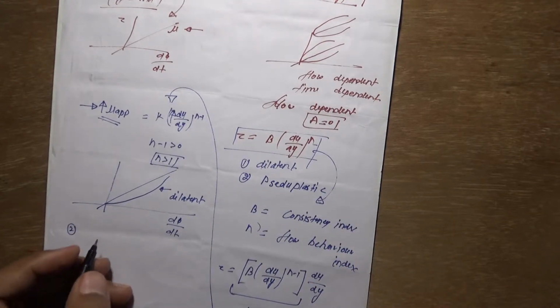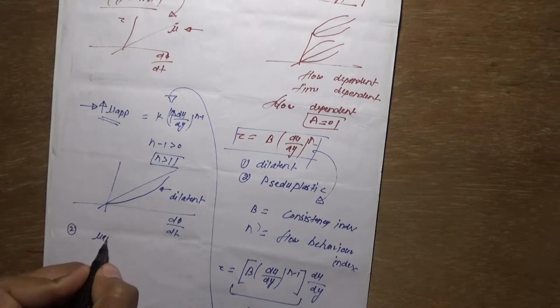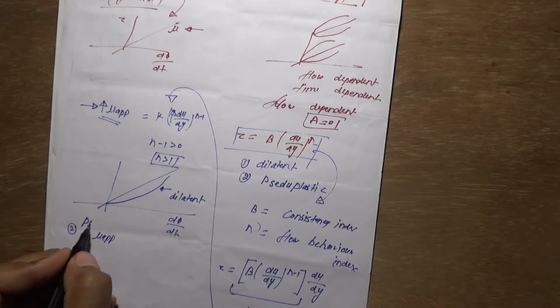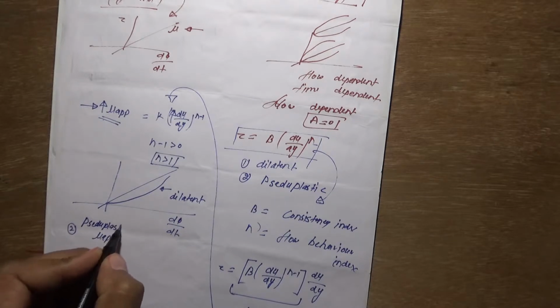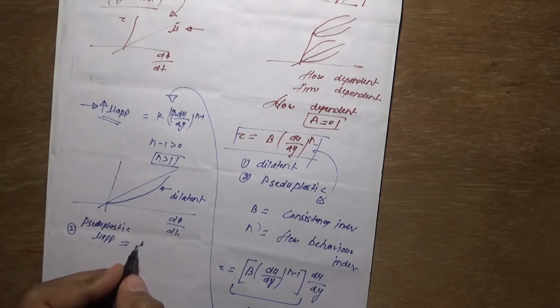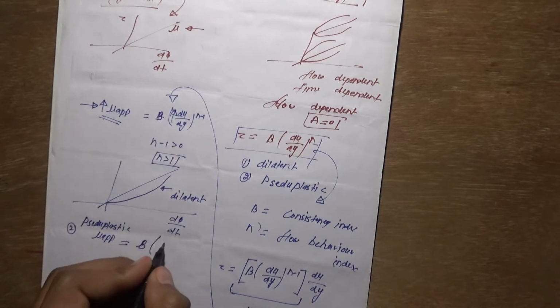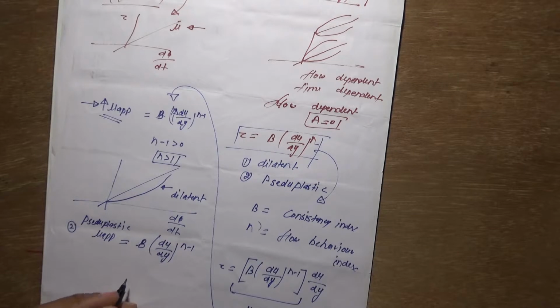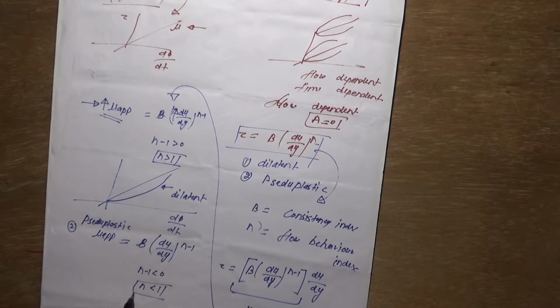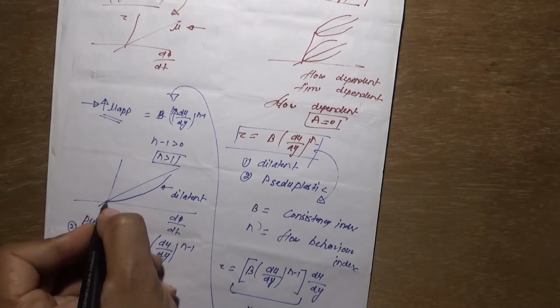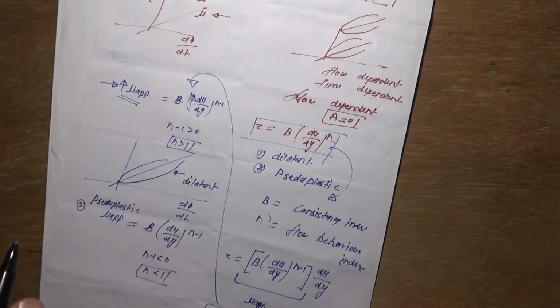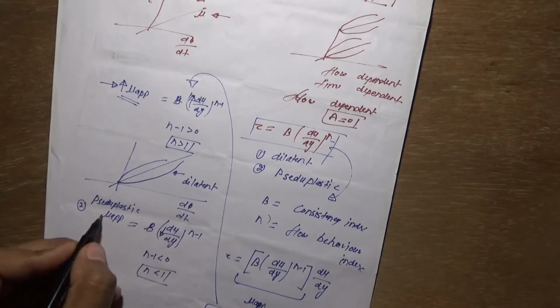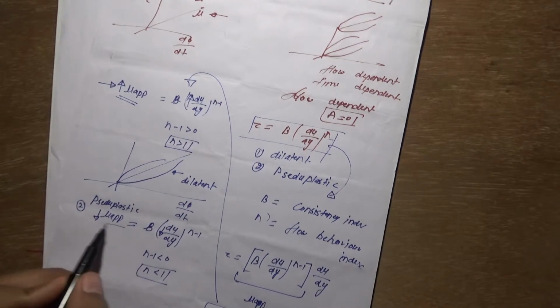According to the second case, mu apparent is for the pseudoplastic. For pseudoplastic, mu apparent is K or B, we can write B du upon dy to the power n minus 1. For pseudoplastic, n minus 1 is less than 0. So n will be less than 1. So as the rate of deformation increases, the viscosity will decrease, and the value of mu will also decrease.